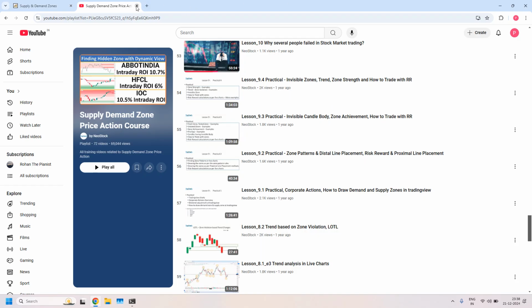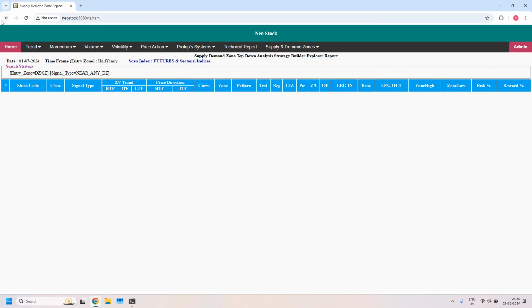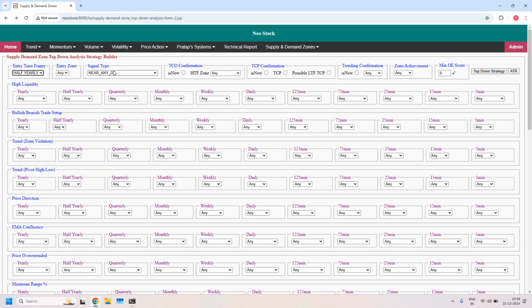Now let's get into the report generation. Let's start with finding the stocks near demand and supply zones for different time frames. And during the weekly time frame, I will also generate different weekend reports. First, let's start with the half-yearly time frame. Stocks near half-yearly demand zone. No stocks are available. Stocks near half-yearly supply zone, we also don't have any stocks.